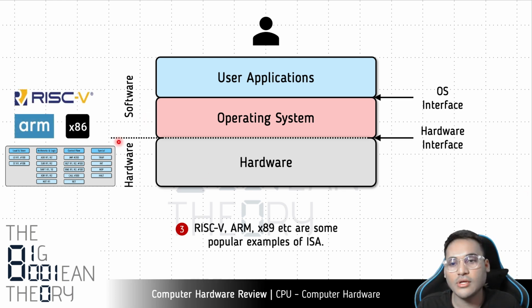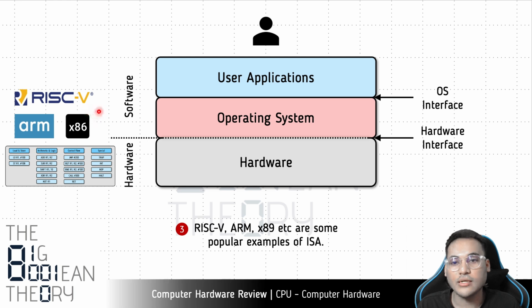Now let us look at some popular examples of ISAs. Within the industry, some of the ISAs that are quite popular are ARM, x86, and RISC-V. ARM is used in Apple products. All Apple products follow this ARM architecture. Then x86 is used by Intel. Intel machines are basically designed on x86. And then we have another popular architecture coming up, that is RISC-V.